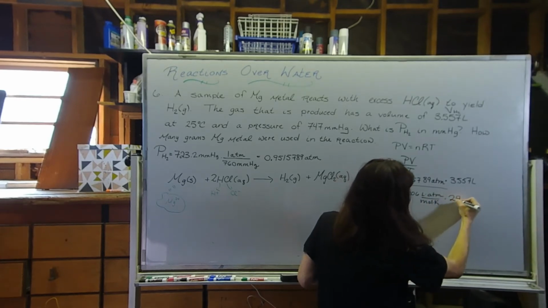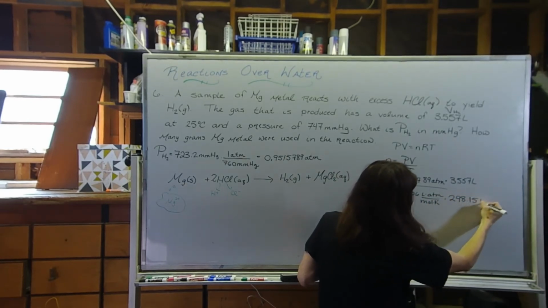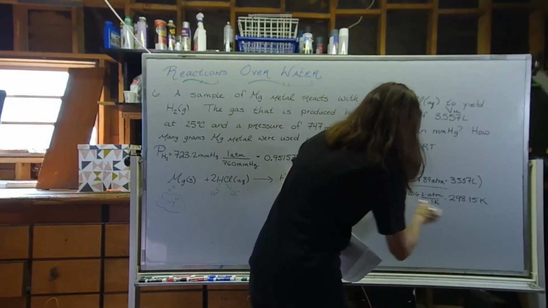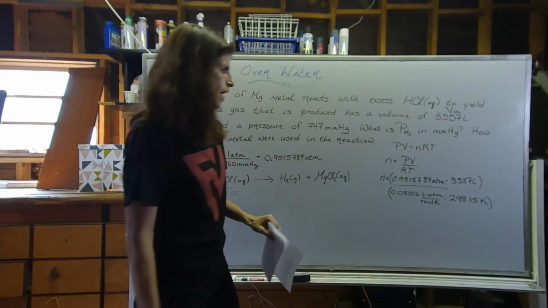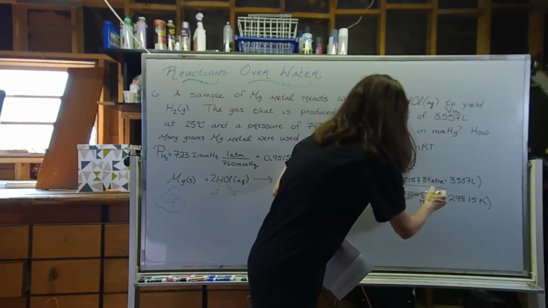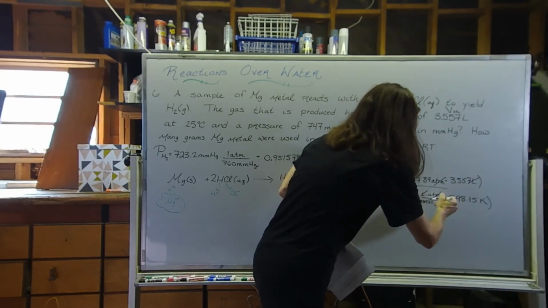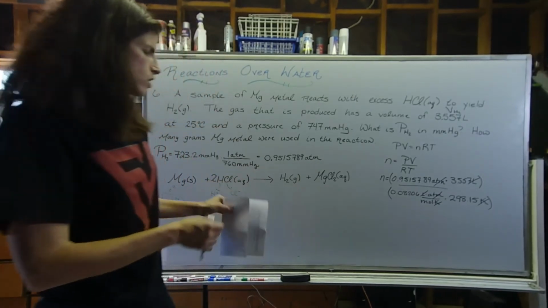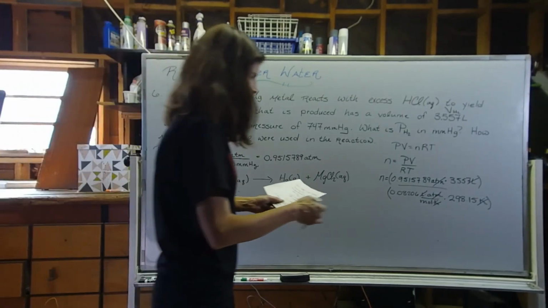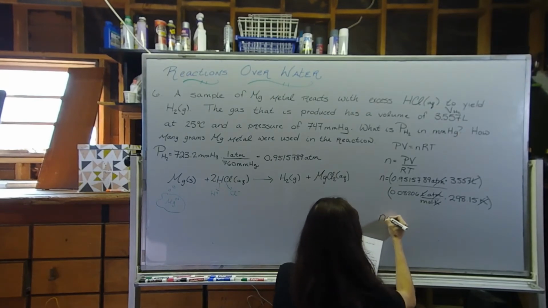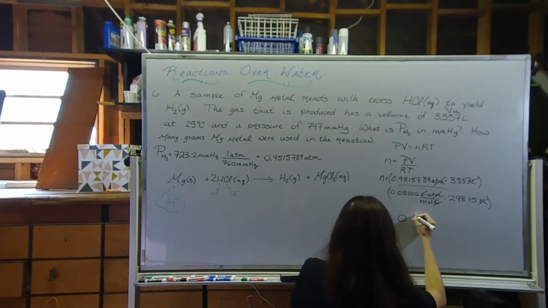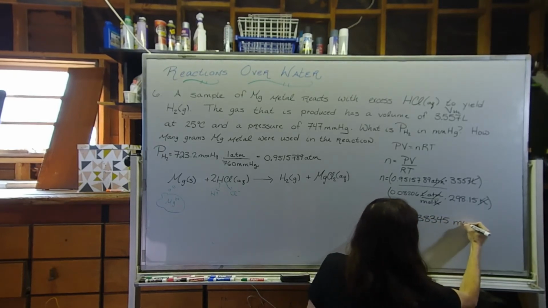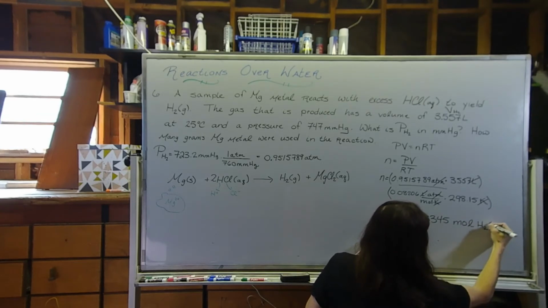So 298.15 Kelvin. Let's see how things are canceling. So we're going to have liters for sure canceling. Atmospheres is gone. Kelvins is gone. Moles is on the bottom. Moles flips up. So the units work out perfectly. When I did this earlier, I got a value of 0.138345 moles of hydrogen gas.